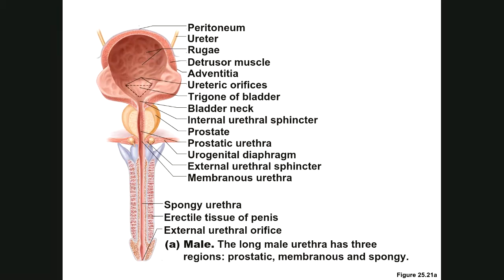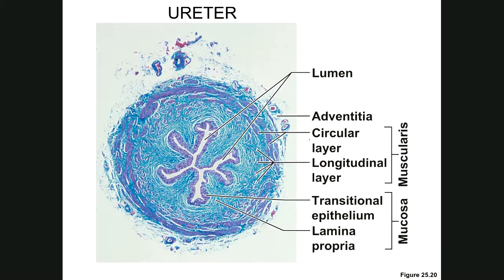Same thing's true for the male. There's the detrusor muscle. It contracts and forces the urine out through the urethra. There's one other thing. The urinary bladder and urethra are also retroperitoneal. So the urinary bladder does not have a serosa. It also has an adventitia. Just like the ureters, adventitia.